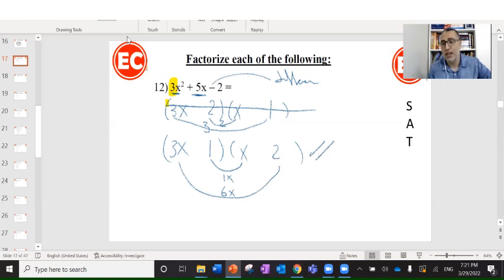Let's go to the sign. Which is greater, 6x or 1x? The greater is 6x. So take the sign of the middle, and the sign of the middle is positive. So I put the sign here positive, and I put the sign here negative.